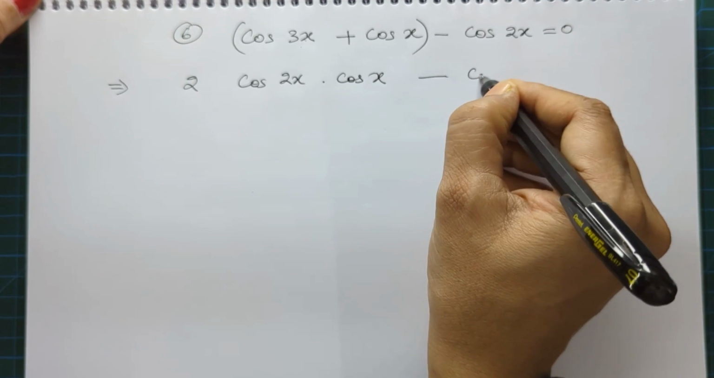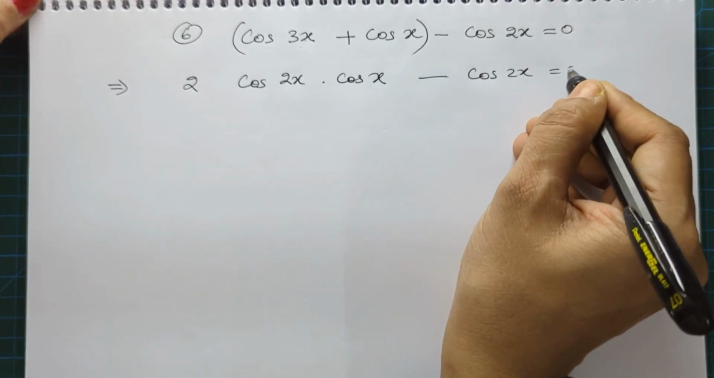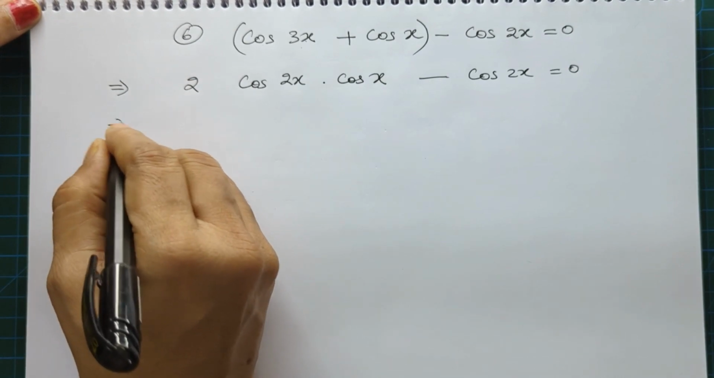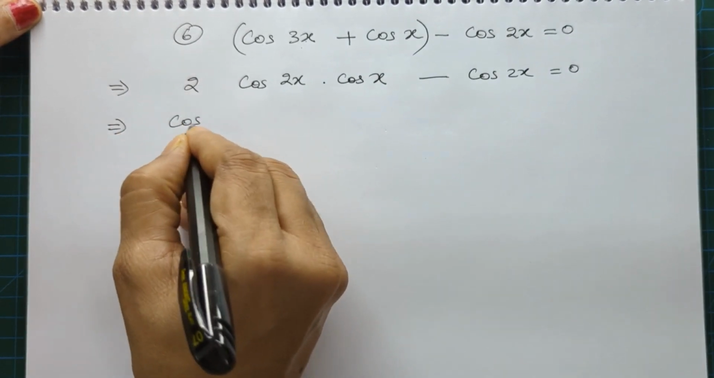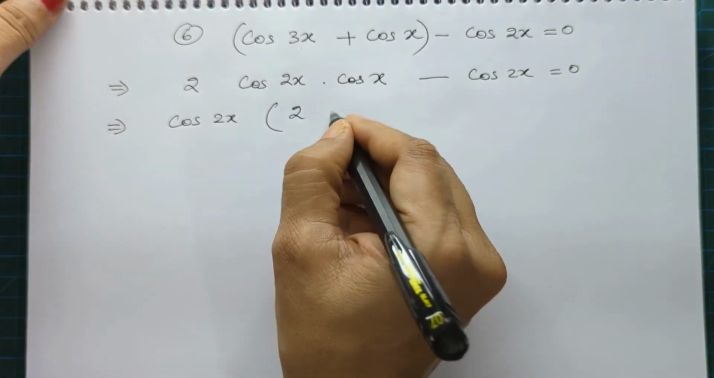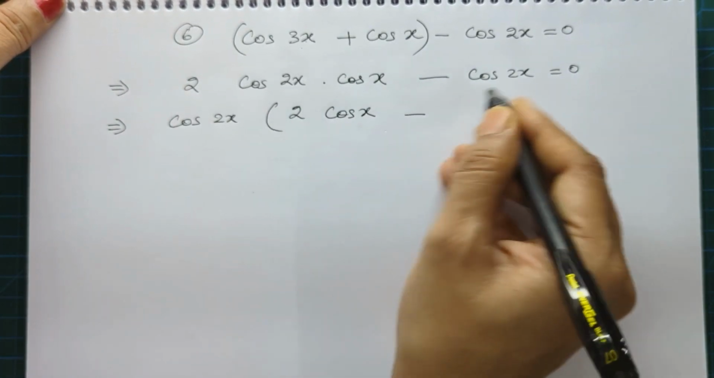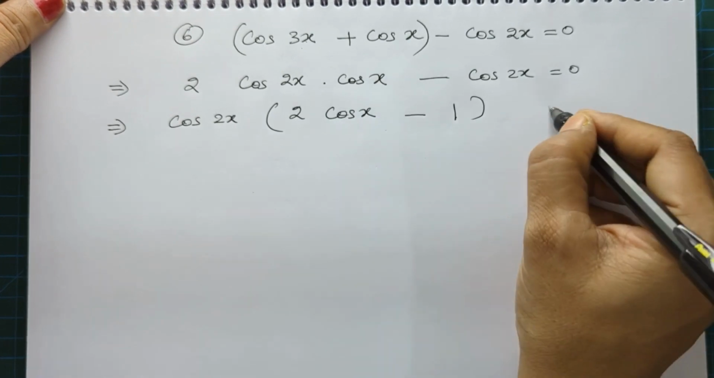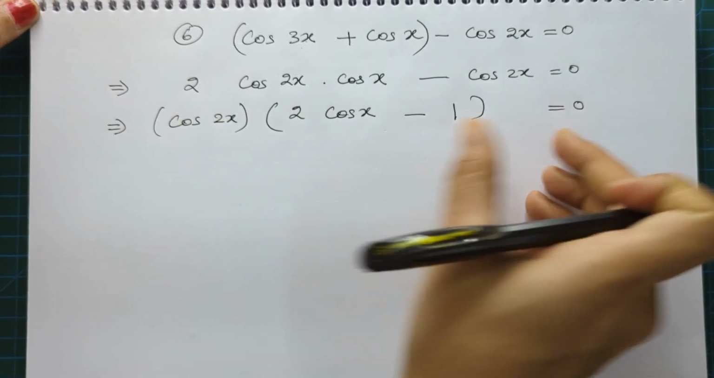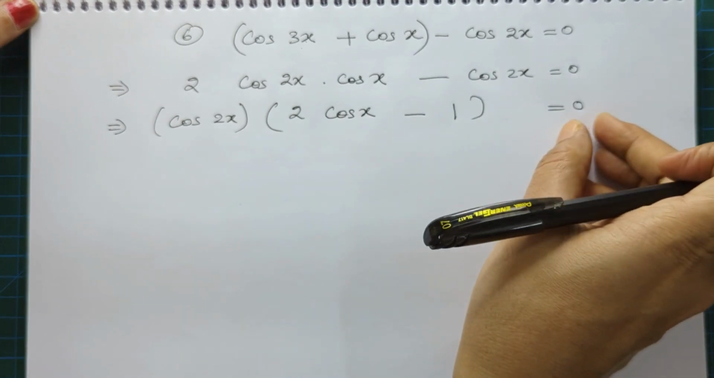And then the third term is cos 2x is 0. We see there is a highest common factor cos 2x throughout. So we will take cos 2x as highest common factor. What goes in the bracket is 2 cos x minus 1, this is already out, so it is 0. Now either this factor is equal to 0 or this factor is equal to 0.